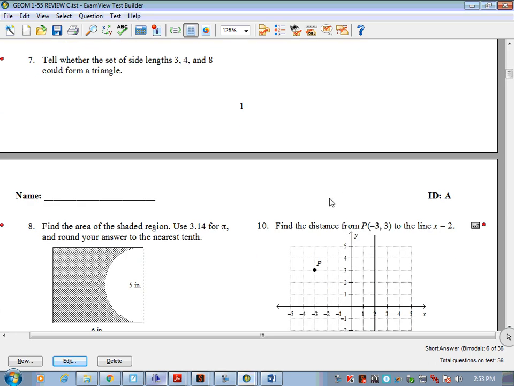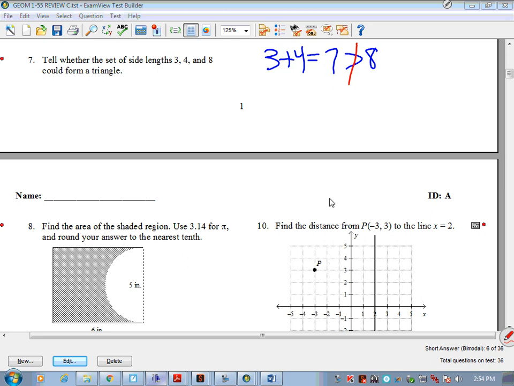Question number 2, tell whether the side lengths 3, 4, and 8 form a triangle. This comes from lesson number 39, inequalities in a triangle. What you learn in that is that the sum of any two sides of a triangle has to be greater than the length of the third side. So we're going to say, well, 3 plus 4 equals 7. Well, 7 has to be greater than 8 for this to be a triangle. And because it is not greater than 8, this cannot form a triangle. Now, you could check the others. You're going to see that 8 plus 4 is greater than 3.